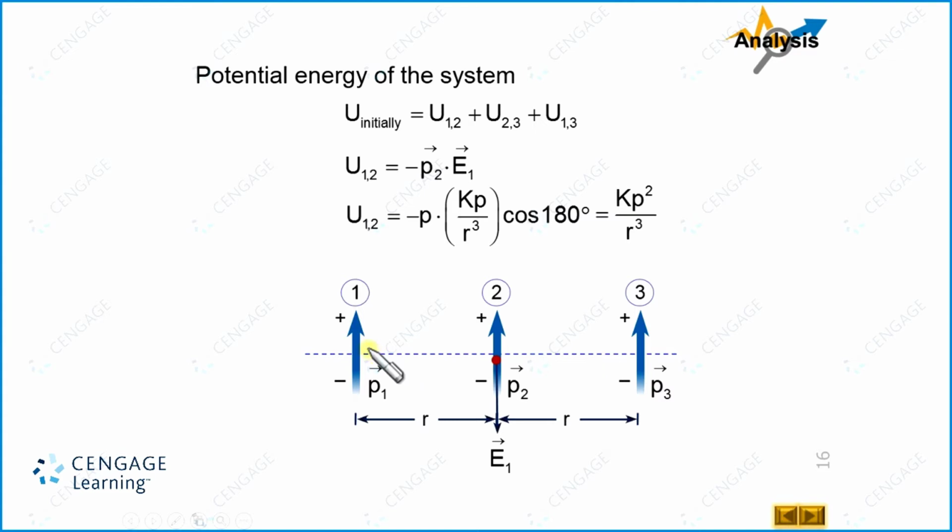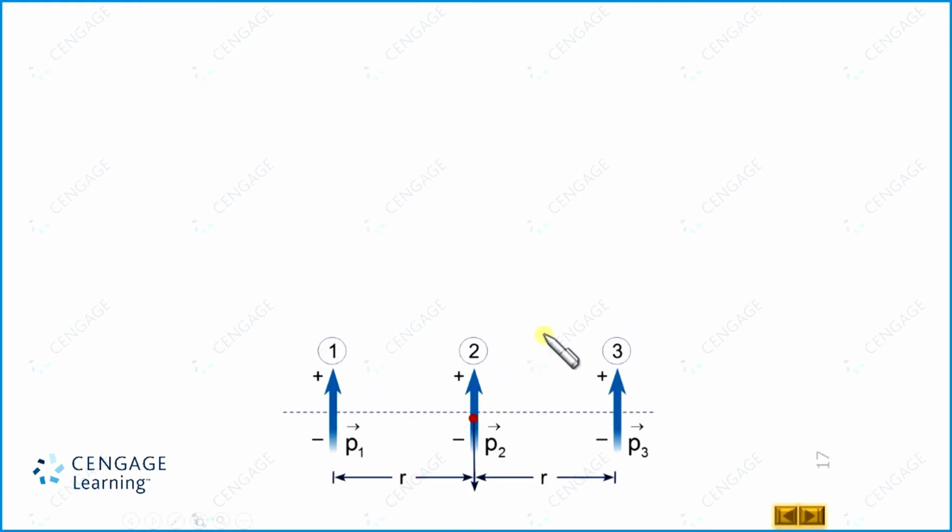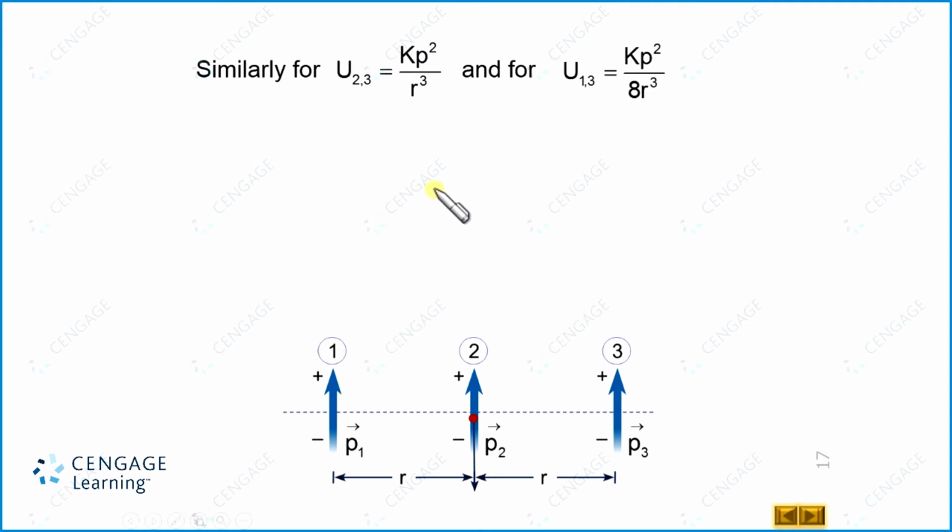Similarly, we can write U23, because we can observe the configuration is similar. That means the potential energy U12 should be equal to U23. This is the potential energy for the 2-3 configuration. Now for 1-3 we have an identical process. The only difference is the separation. Instead of r we have 2r. So if we substitute 2r, this value will be equal to kp square divided by 8r cube. So U13 is equal to kp square divided by 8r cube.